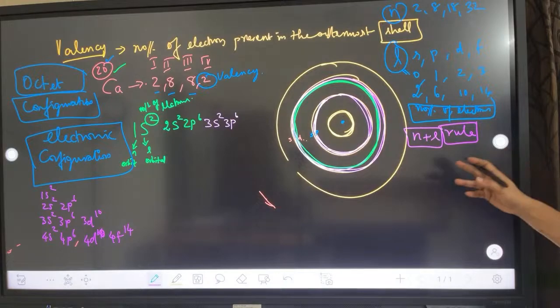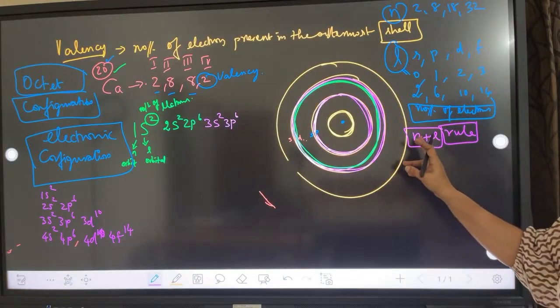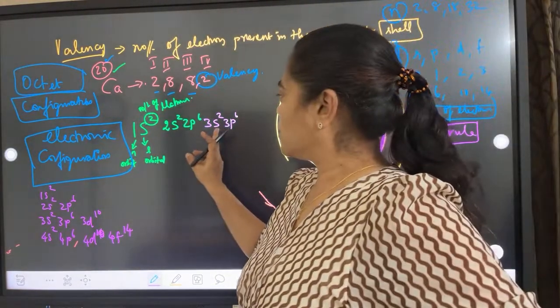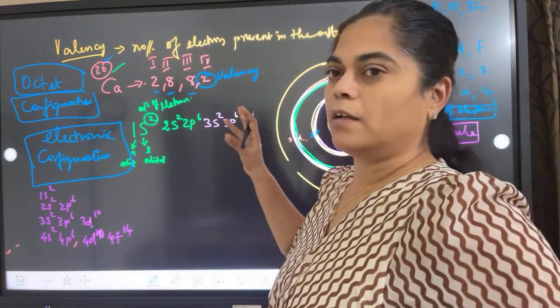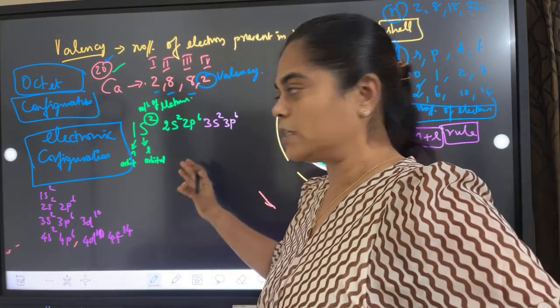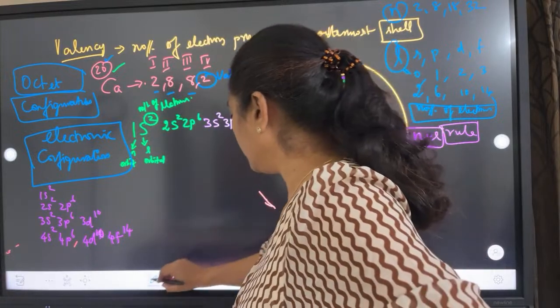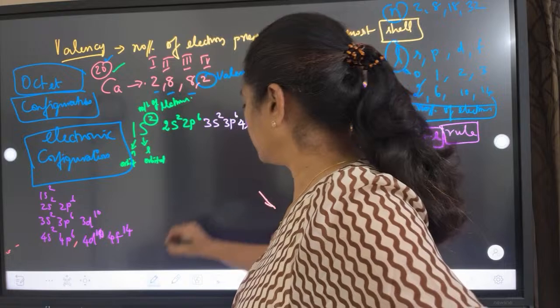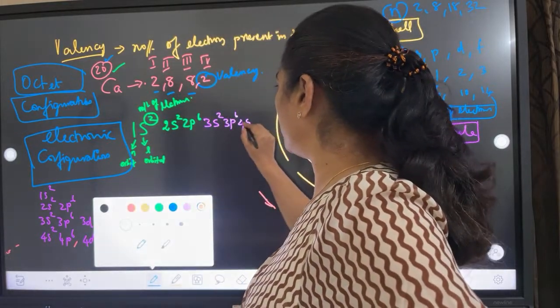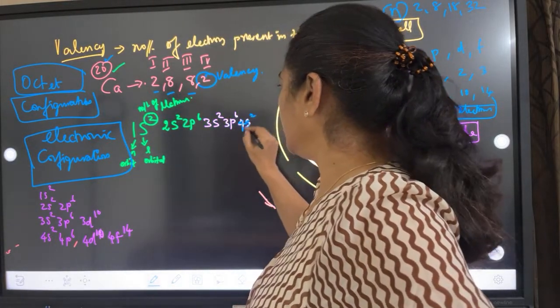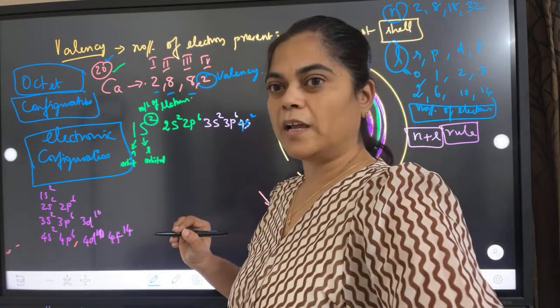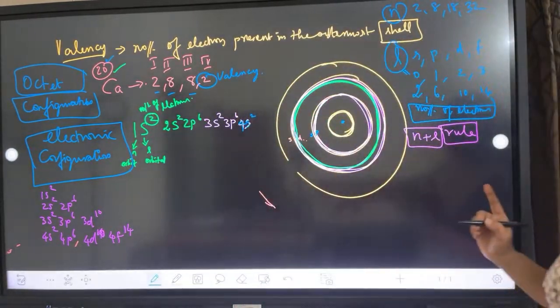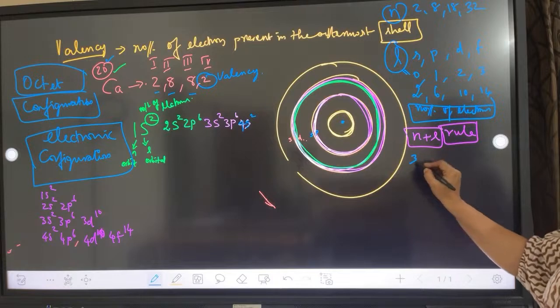Suppose we look at the original electronic configuration. After 3p, 4s is coming instead of 3d. I will show you why. So what are 3d and 4s?